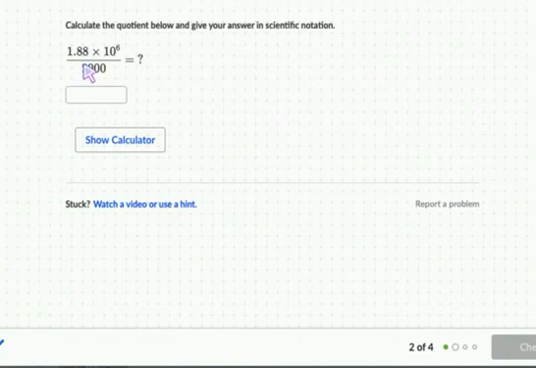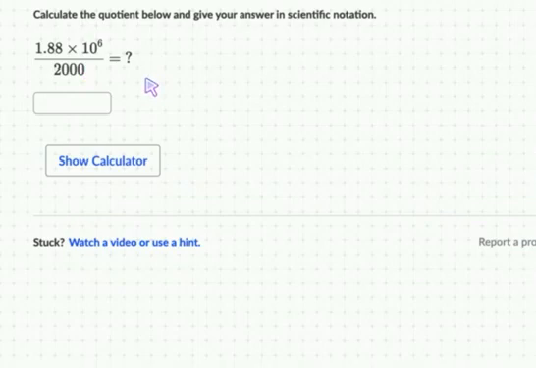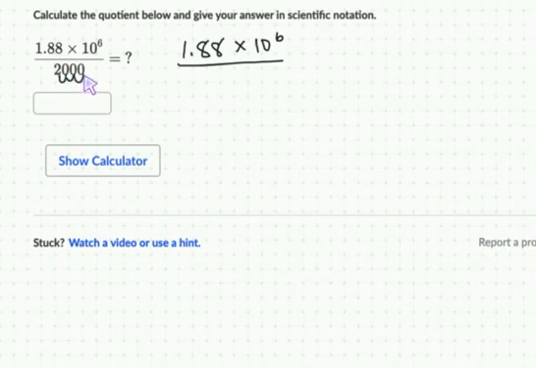All right, this is a division problem. So I am going to first actually change it so that they're both in scientific notation. That'll make my life a little easier. The top stays the same. The bottom needs to be changed to scientific notation. Here's the 2. It got moved over 1, 2, 3 spots. So it's 2 times 10 to the 3rd power.